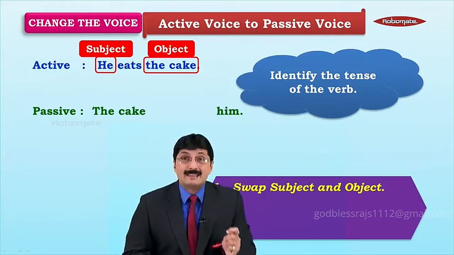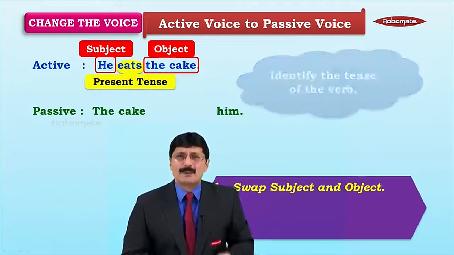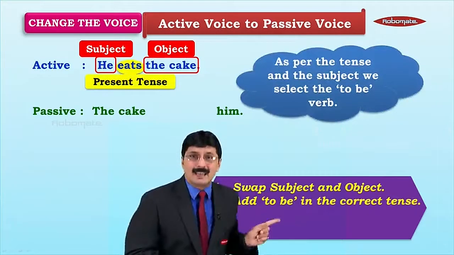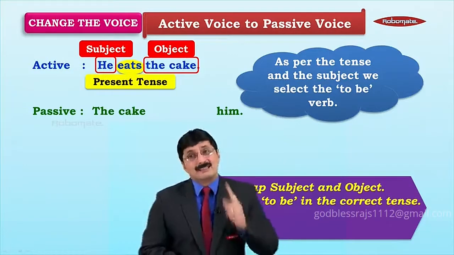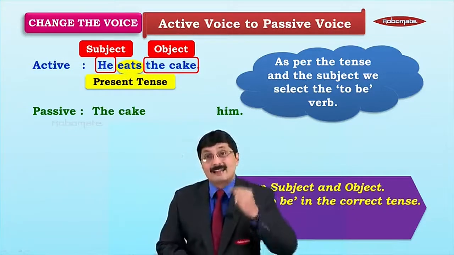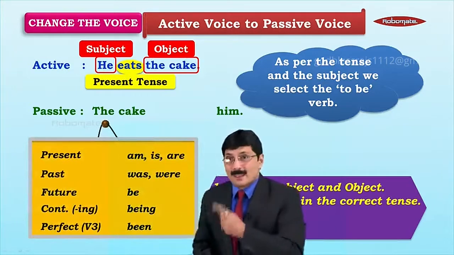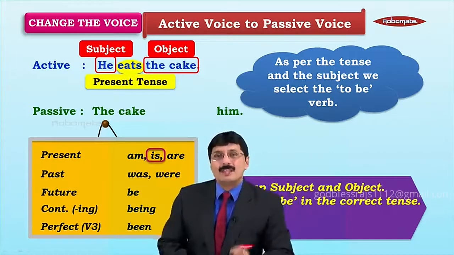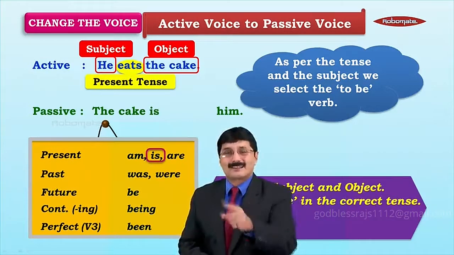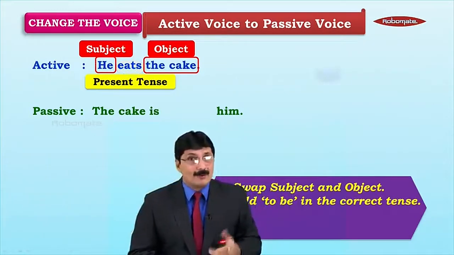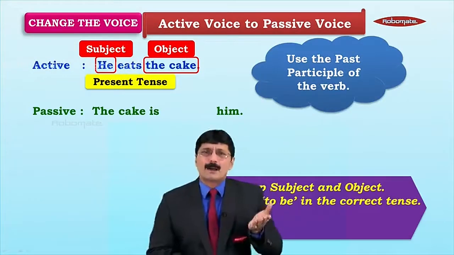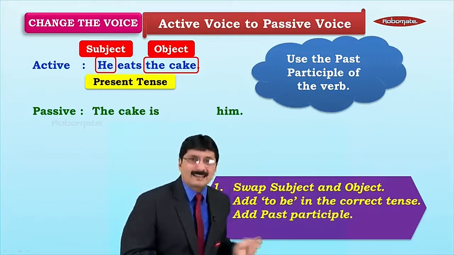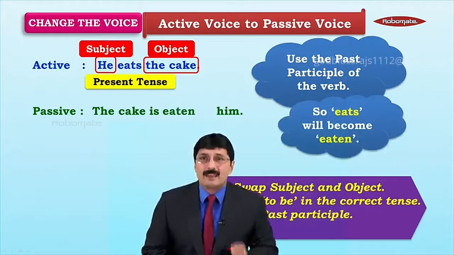And now, identify the tense. This is the simple present tense, my dear friends. And you have to put the verb to be in the same tense. Add to be in the same tense as in the active voice. And so, the present tense of to be is am or is or are, and we choose is because the subject is the cake. Now, step 3. Use the past participle of the given verb, en, ed, net ending. Fantastic. Add the past participle. So here we have eaten.